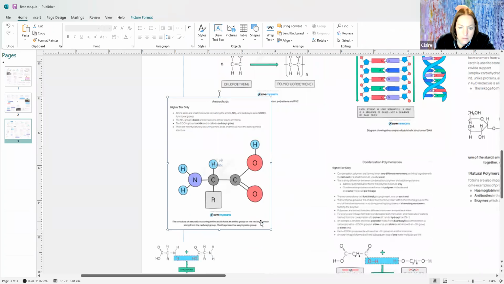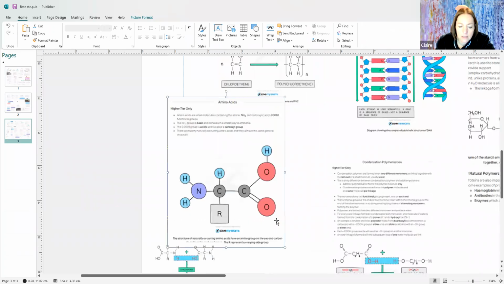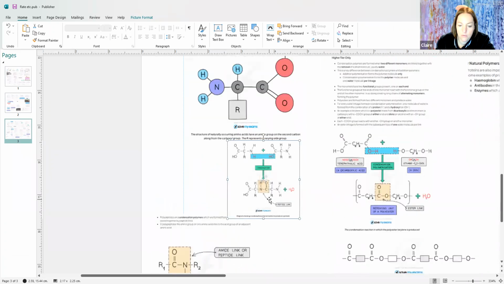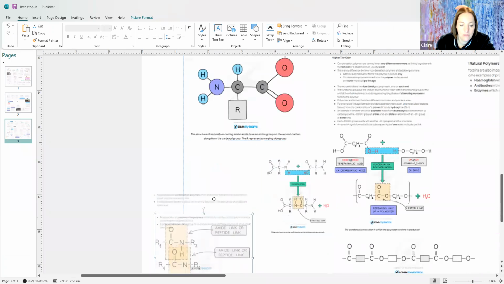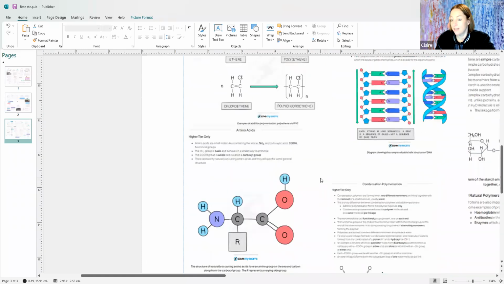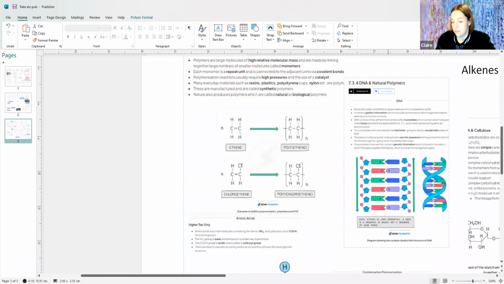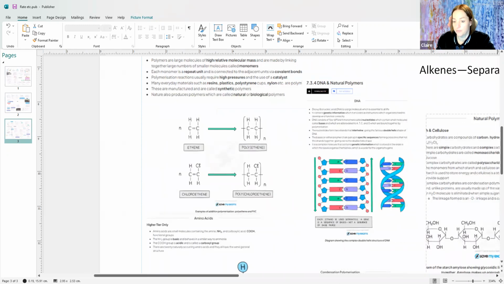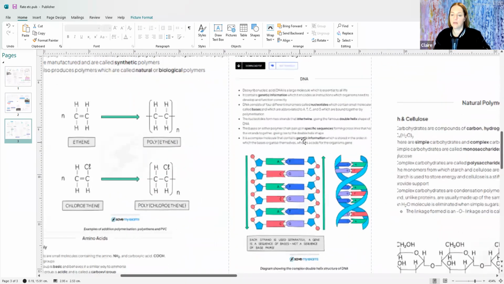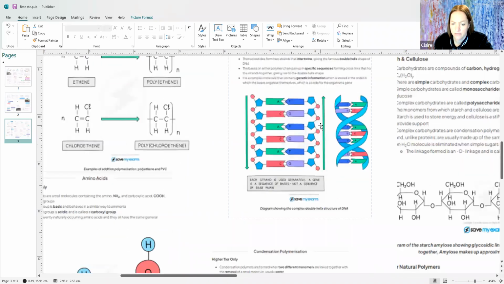Amino acids come under your naturals. I'm going to move all this around so we can read it. So you've got amino acids there. Your natural ones are DNA and amino acids, as well as starch and cellulose. Don't forget about cellulose. This is all about A-level biology. So DNA, I might redo this one as well. This is looking a bit fuzzy.